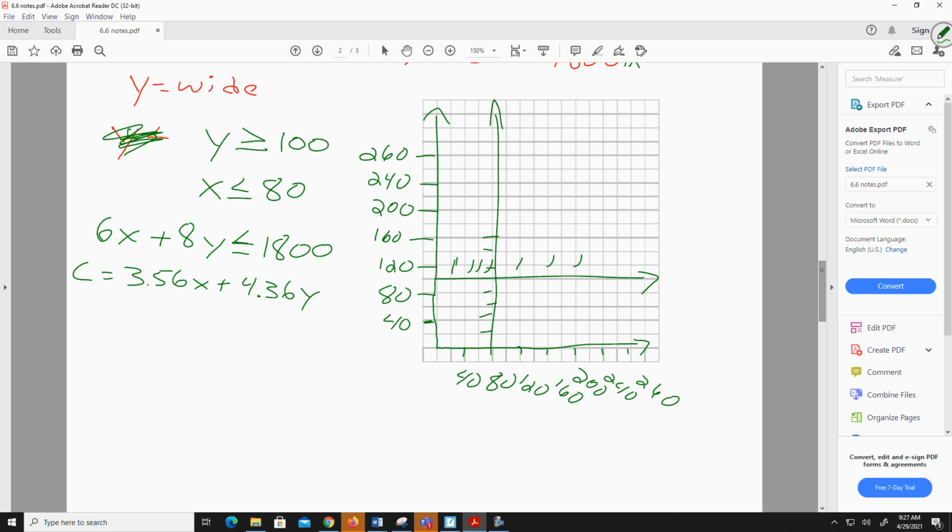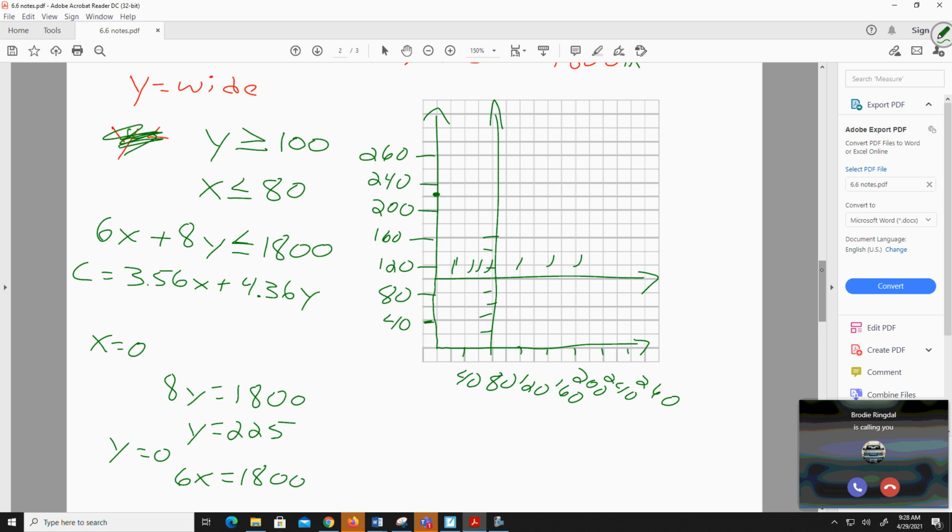Now for this one, I'll do a little bit of the work down here. If X equals 0, I got 8Y equals 1800. I can't do math anymore. Y equals 225. And then I have Y equals 0, I have 6X equals 1800, so X equals 300. Which is going to put me like here.